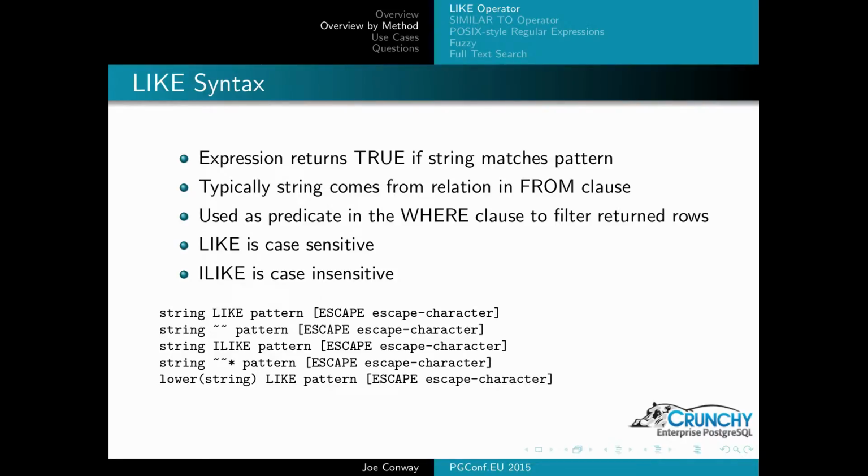So now we'll dive into the overview of each of the different methods that we've got. Like is an expression that returns true if the string matches the pattern. The string typically comes from a table in your from clause, but doesn't have to. It could be any string. And it's usually used as a predicate in a where clause, so it's a filtering criteria.